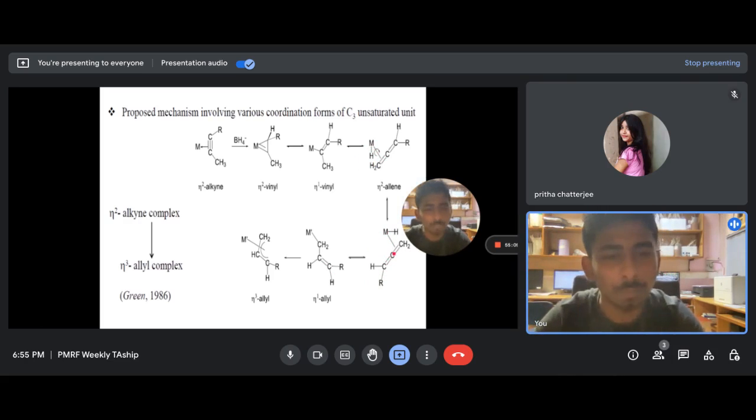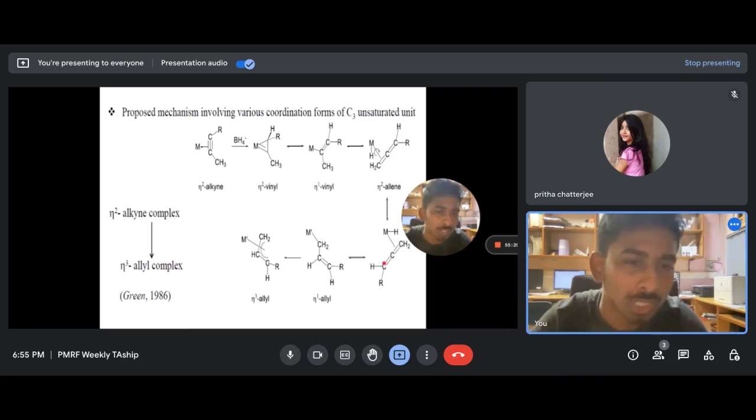In the case of allene, these two double bonds are perpendicular to one another. They are not coplanar. That's why when this one is bonded, this one will not be able to bond. When this one is bonded, this will not be available for bonding.